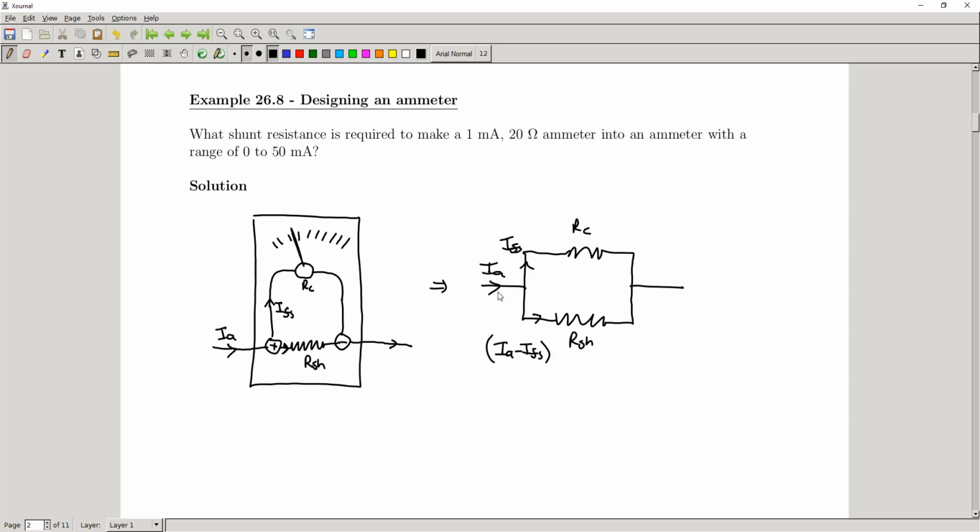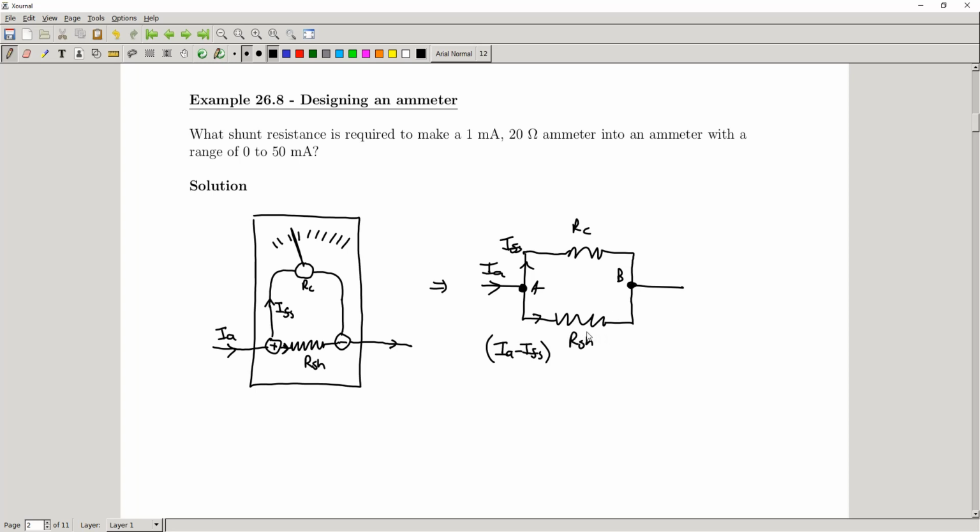Because, and this is again just Kirchhoff's junction rule, we have current coming in. We know that we're going to have some amount of current going out. We have some of that current going this way, so the rest of it has to go this way, right? And so this is the setup that we want. We also know that our potential between A and B here is going to be the potential across RC, and it's also going to be the potential across RSH.